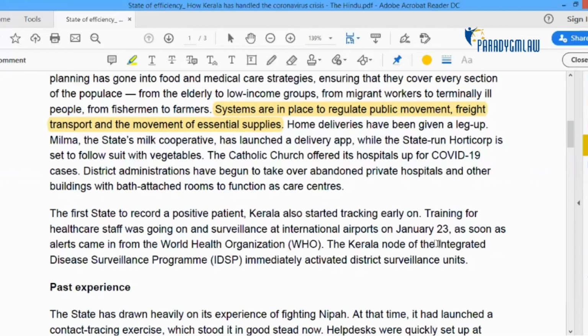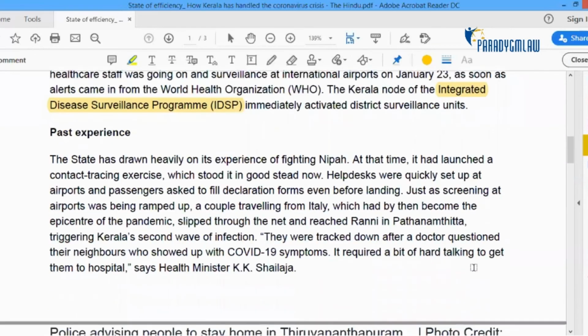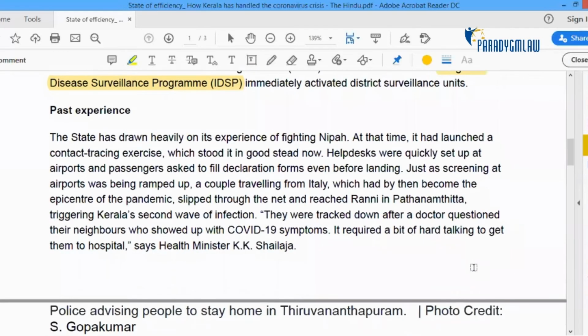This is important to note. We have an integrated disease surveillance program in the state of Kerala, right? And this has been in place since the Nipah virus in 2018. So we now focus on the past experience of fighting the Nipah virus.